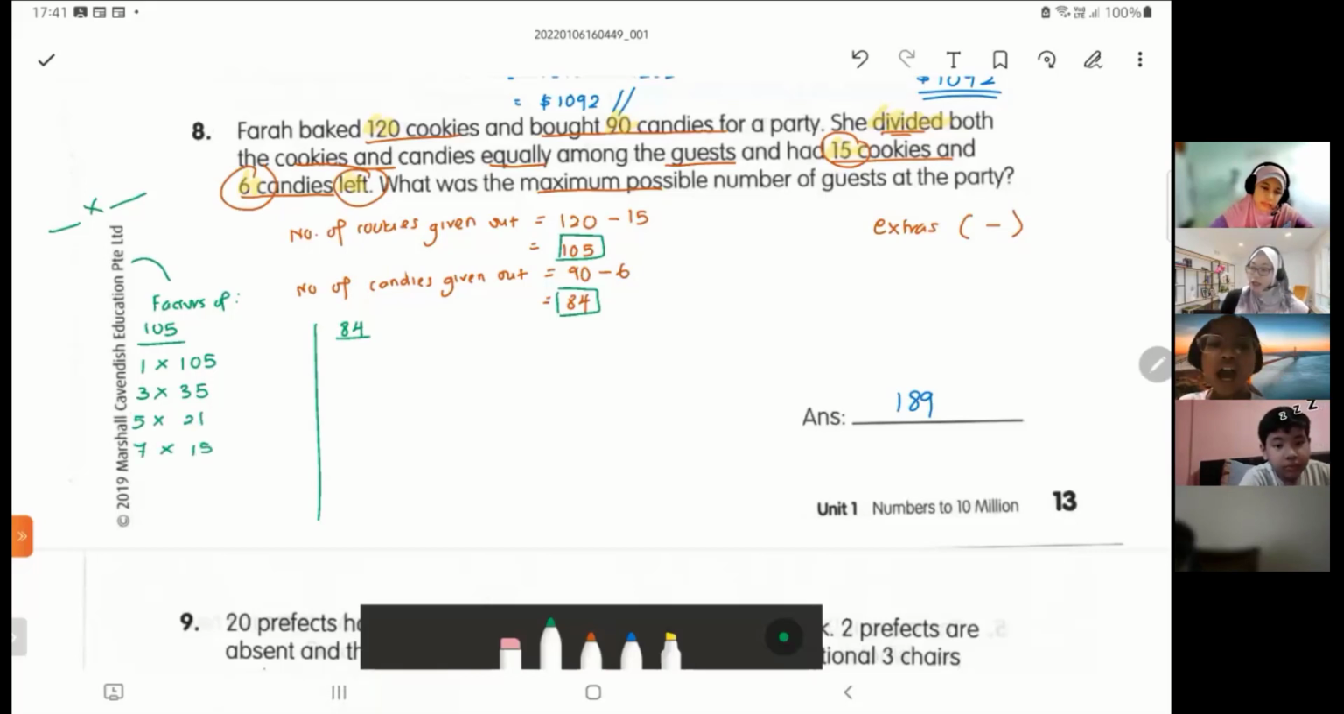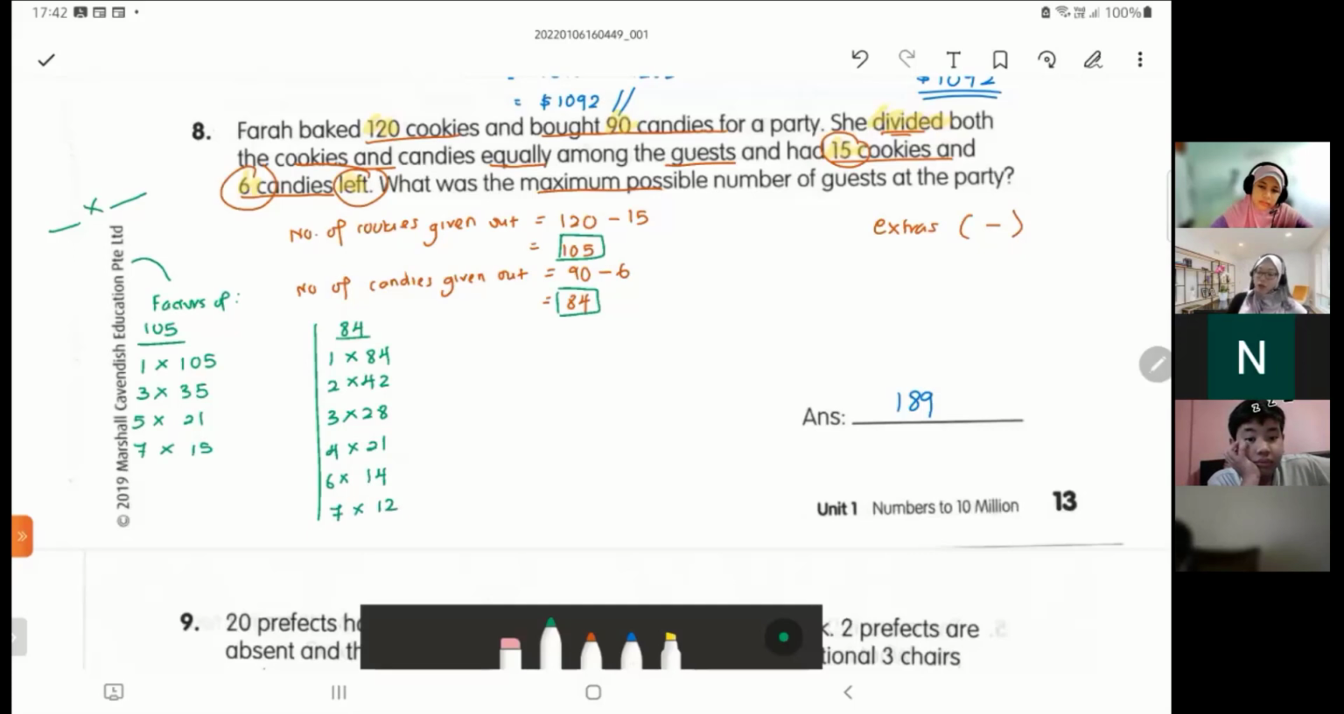Now 84 is an even number. So 1 times 84. So I can do 2. 2 times 42. I can do 3 also. 3 times 28. 4 times 21. 6 times 14. 7 times 12. All right. Now let's look for the common factors in 105 and 84. The number will appear twice. So 1 is one of them, it appears 2 times, right? 3 is one of them.